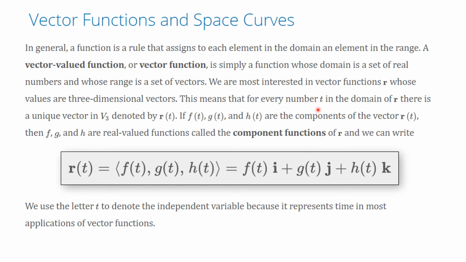This means that for every number t in the domain of R, there's a unique vector in V3, denoted by R of t. And if f of t, g of t, and h of t are the components of the vector R of t, then f, g, and h are real-valued functions called the component functions of R, and we write it this way: R of t is equal to ⟨f(t), g(t), h(t)⟩, or f(t) i + g(t) j + h(t) k. We use the letter t to denote the independent variable because it represents time in most applications of vector functions.